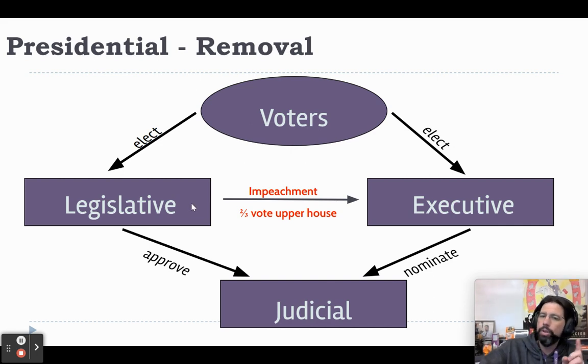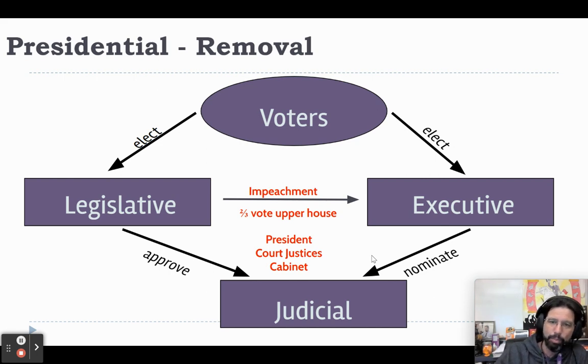But a note, the legislative branch actually has power to impeach more than just the president. The legislative branch can actually impeach court justices, so your Supreme Court justices, your federal court justices, or members of the president's cabinet that act inappropriately. So there is actually quite a bit of power by the legislative branch. If they want to remove other parts of government, they can. It's just really, really difficult. Two-thirds of a vote in an upper house is hard to do.